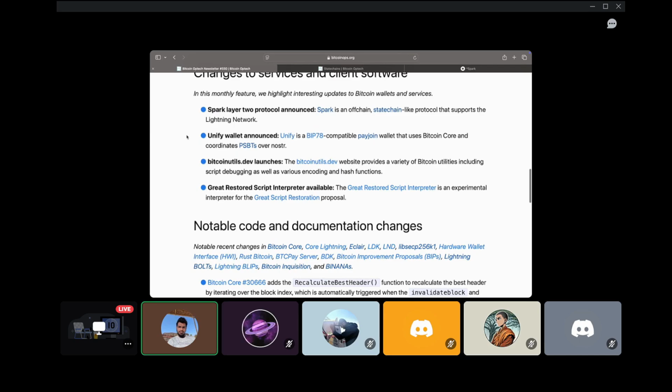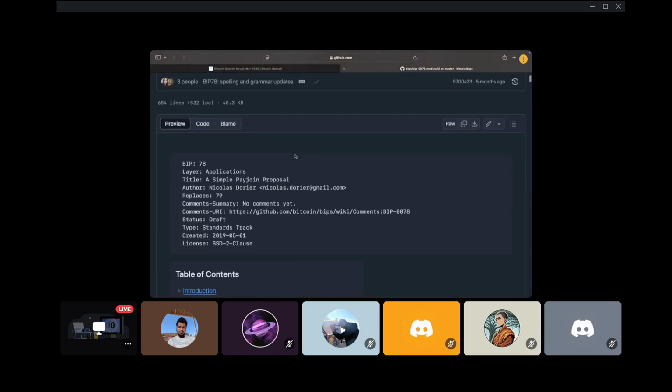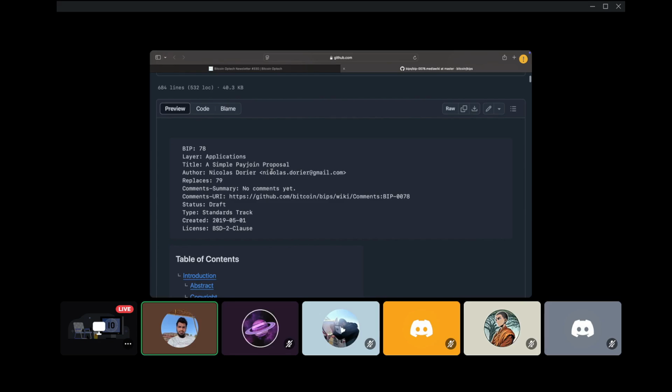The next one is the Unify wallet. Unify is a BIP78 compatible Payjoin wallet that uses Bitcoin Core and coordinates PSBTs over Nostr. BIP78 is the BIP that governs Payjoin, if I'm not wrong. Let us just see. Yes, the simple Payjoin protocol. So BIP78 governs Payjoin.